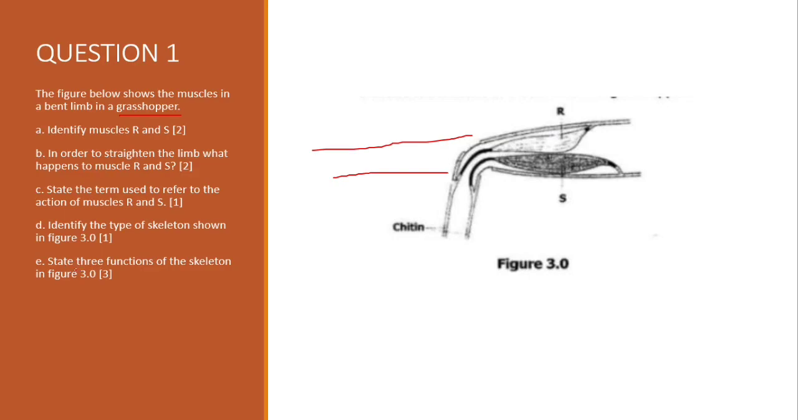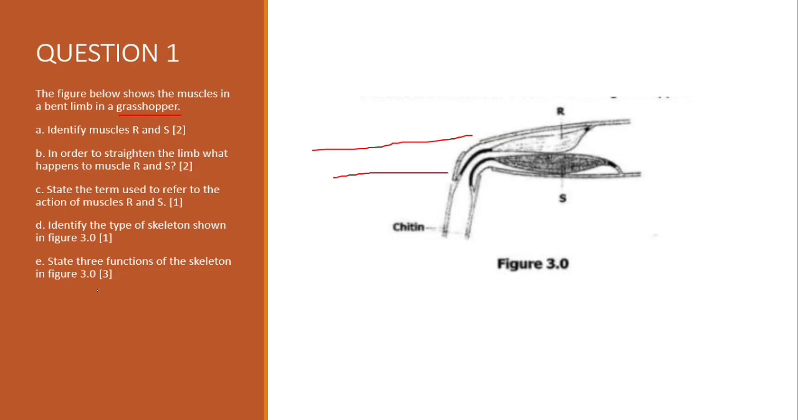Alright, let's look at the final question. State three functions of the skeleton in figure 3.0. What are the functions of the skeleton in figure 3.0? So the skeleton, first of all, is a firm structure, and this structure simply provides protection. It protects the delicate parts of the body. That's the first function.